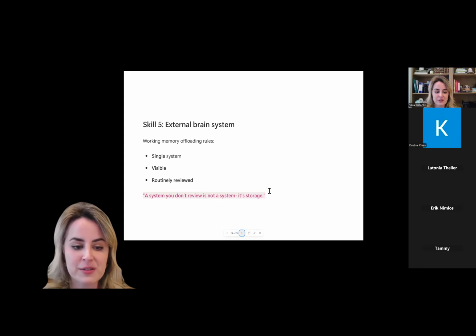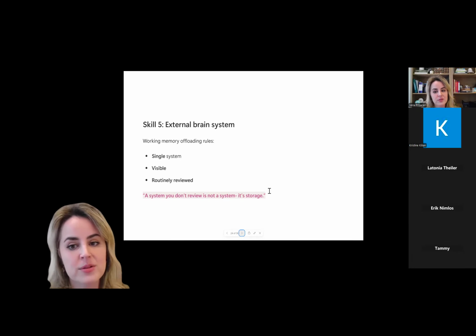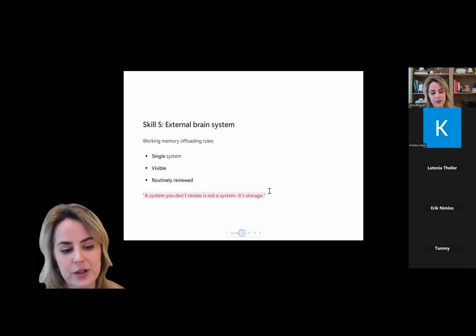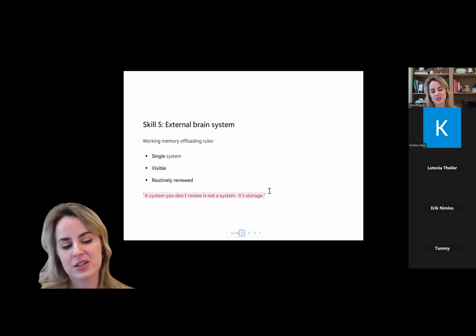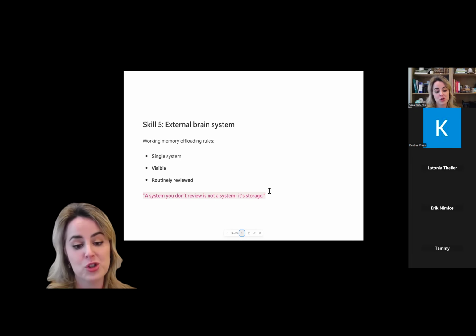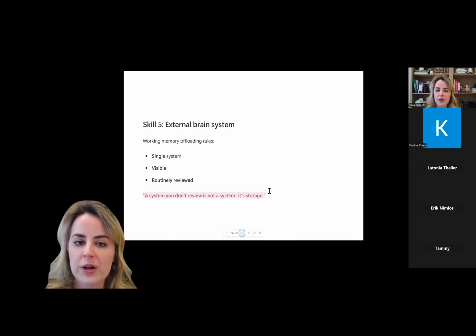If it's not readily visible or accessible, this is not usually an issue. Usually it's something that we store on our phones. So let's be realistic here. And if it's not routinely reviewed, this is another tip. A system that you don't review is not a system. It's just storage. So what would I recommend?